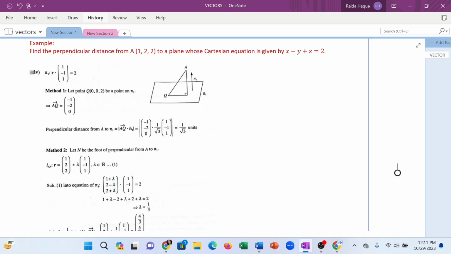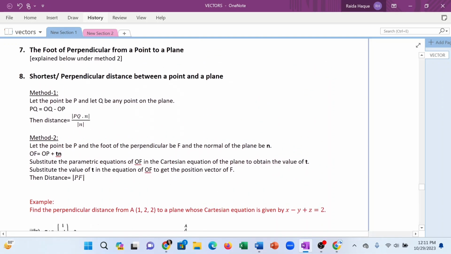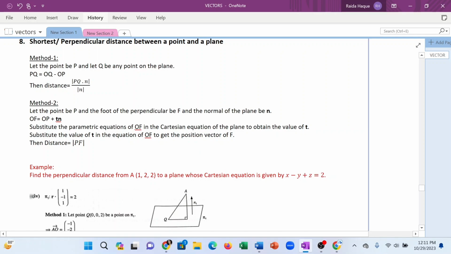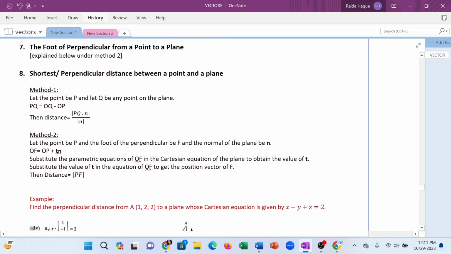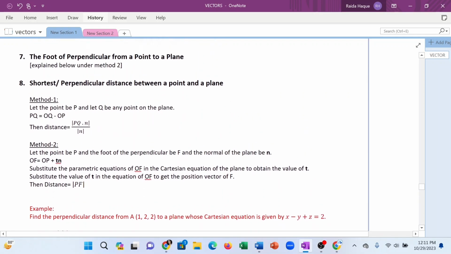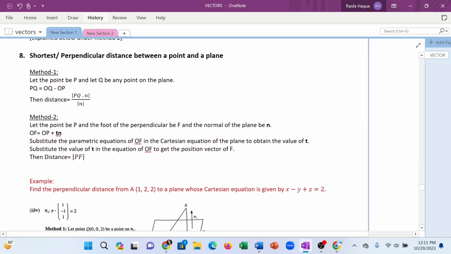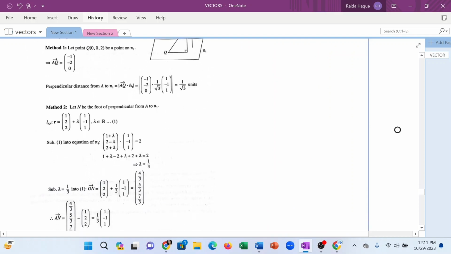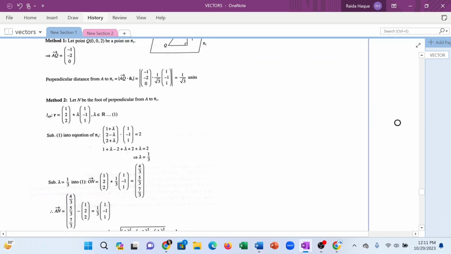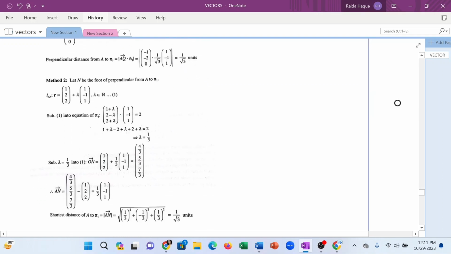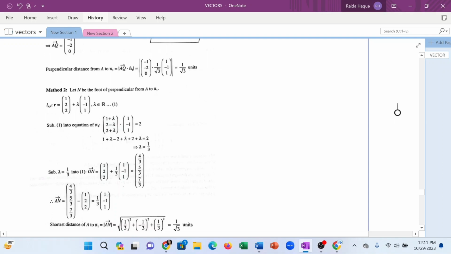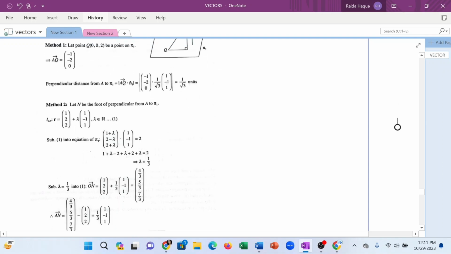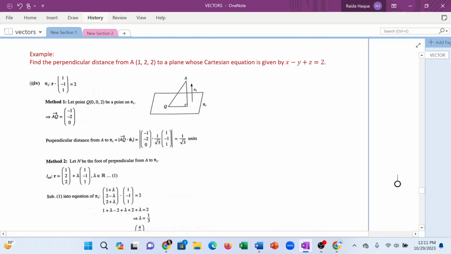The second way is, so method 1 was the method 1 described over here, right? So we are following this. And then you have method 2, where let N be the foot of the perpendicular from A to the plane. The line will be (1, 2, 2) plus lambda (1, -1, 1).